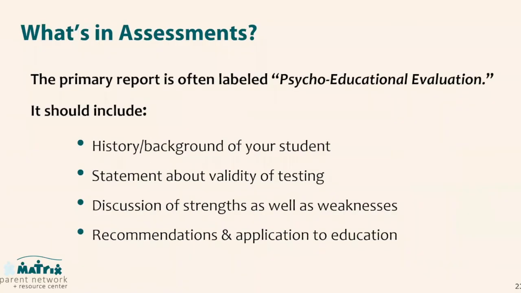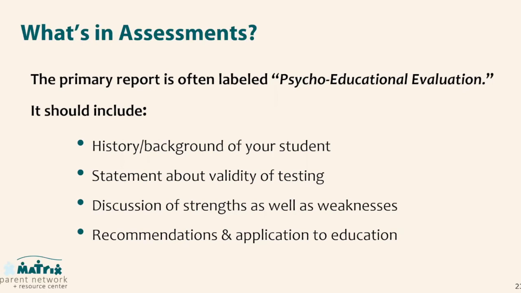Okay, let's move on. The primary report is often called a psychoeducational report, and you'll see that term in probably 95% of the assessments that are done. What that psychoeducational report includes is the history and background of your student, all the way back to birth. Were there any issues at birth? How did the child develop in terms of motor skills and language in their first couple of years? There's a statement about the validity of the testing. There's a discussion of strengths as well as weaknesses, which we talked about before; it's really important to look at strengths as well as weaknesses. And then recommendations and application to education.